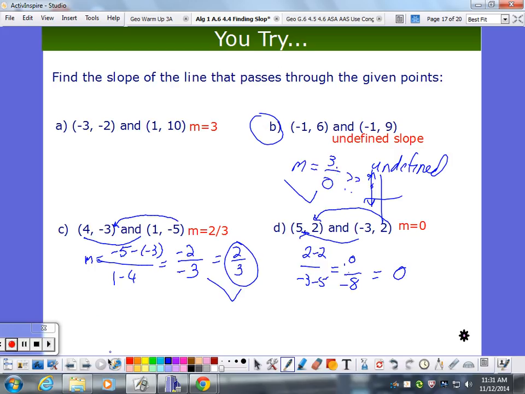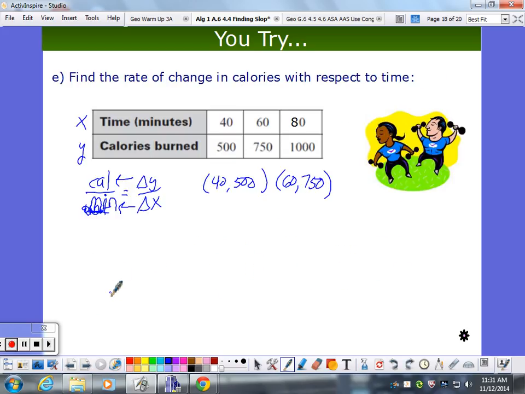Letter E, how do you know to put calories over? Well, because this is where your brain can skip. Would I say I burned so many calories per minute, or would I say I burned so many minutes per calorie? What would you say? Calories per minute. And the other thing is time is always your independent variable, always. So it's always going to be your X, whenever there's a time.